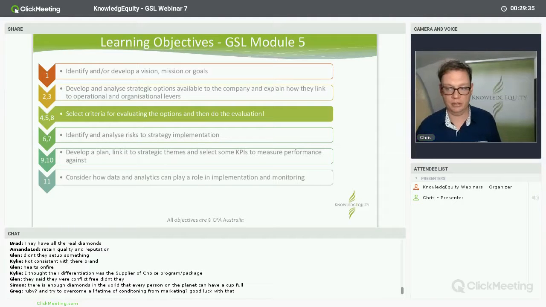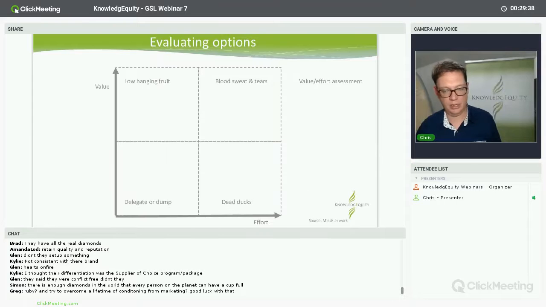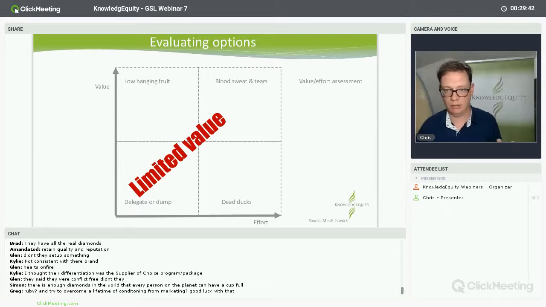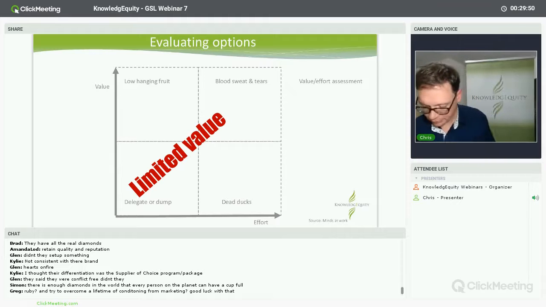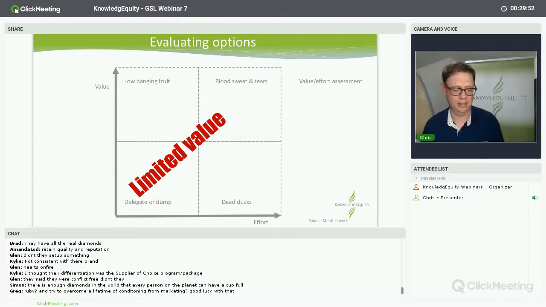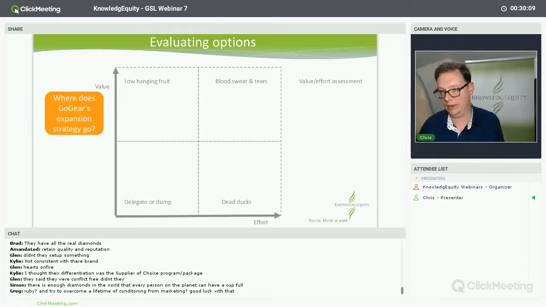Then you've got to try and evaluate. How do you do evaluation? There's a few things in the study guide. One of them is the value effort assessment. I'm not a fan, but I accept that it is examinable. I'm not a fan because it's just too basic. It's a simple matrix, and just saying we're going to do it because it's low-hanging fruit or it's a dead duck is very arbitrary, with broad axes. That's my issue.